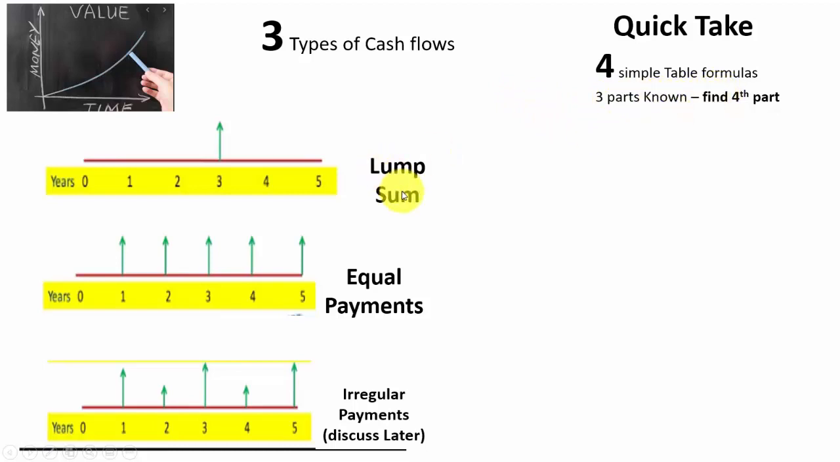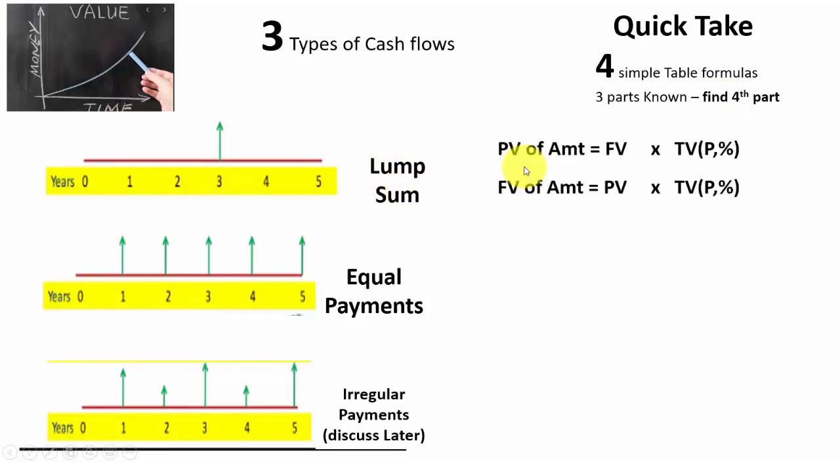For a lump sum type of cash flow, there are two basic formulas: a present value of an amount and a future value of an amount. The present value of an amount is equal to the future value, which is also some lump sum amount, times a table value, for which you know the number of periods and the interest rate. So there are four pieces: the present value, the future value, the number of periods, and the interest rate.